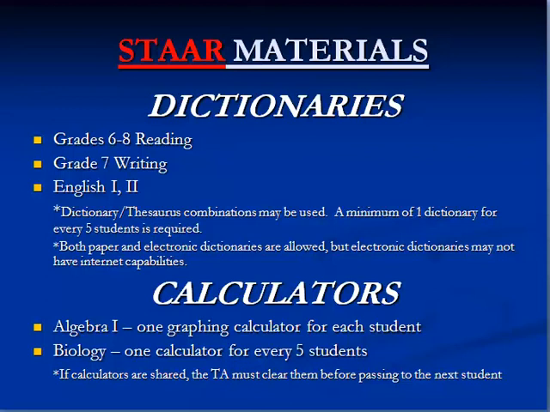On the biology test, the state requires one calculator for every 5 students. We do our best to make that 1 to every 3 or a 1-to-1 ratio. Remember, if we are sharing calculators, you as the test administrator must clear that calculator before it's passed from one student to the other.